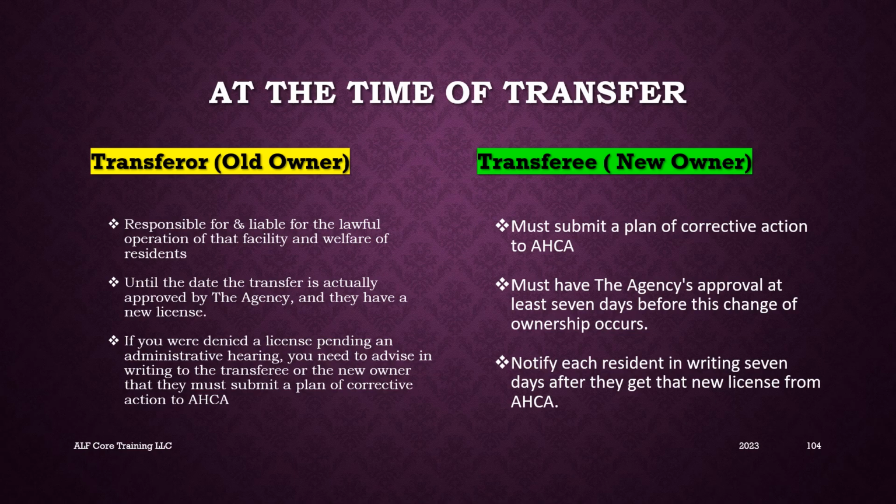If you were denied a license pending an administrative hearing, you need to advise in writing the transferee, or the new owner, that they must submit a plan of corrective action to ACA. If you are the transferee, or the new owner, you must submit a plan of corrective action to ACA, and this must have the agency's approval at least 7 days before this change of ownership occurs. Notify each resident in writing 7 days after they get the new license from ACA.